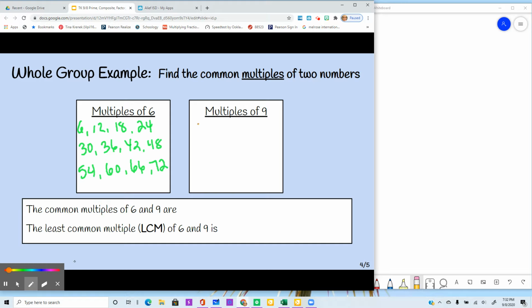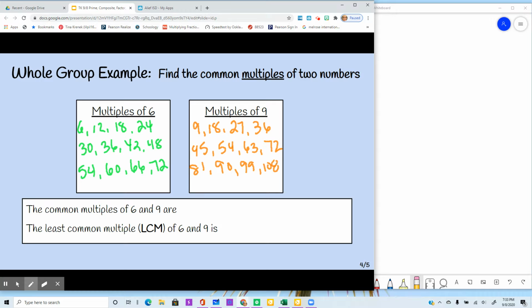And then for 9, we have 9, 18, 36. Oh, I skipped one. 9, 18, 27, 36, 45, 54, 63, 72, 81, 90, 99, 108.